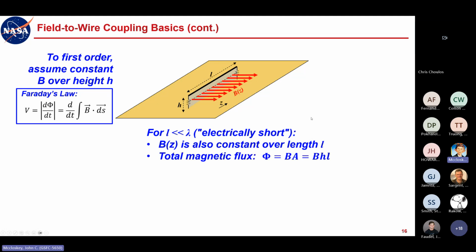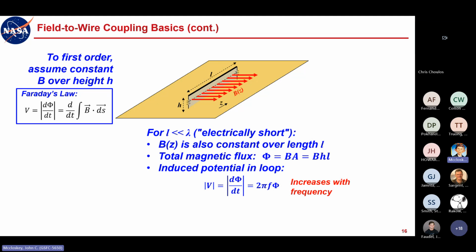So our total magnetic flux is simply B multiplied by the area, which in this case is just the height times the length. And then the induced potential in the loop is just the time rate of change of that flux, which can also be written as 2 pi f times the flux. And so that increases with frequency. So when the frequency is low, when it's an electrically short cable, when L is much less than lambda, then the coupled potential is going to increase with frequency.